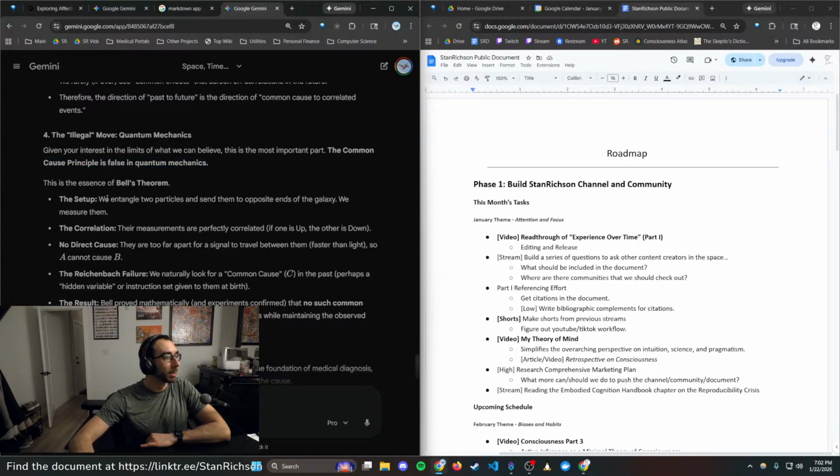Well, only if. Okay, that we entangle two particles and send them to opposite ends of the galaxy. We measure them. Their measurements are perfectly correlated. They are too far away for the signal. Yeah, we're just looking at spooky action at a distance.